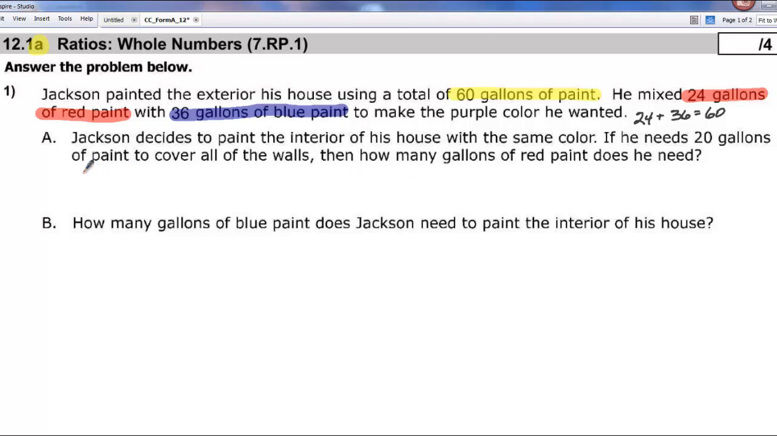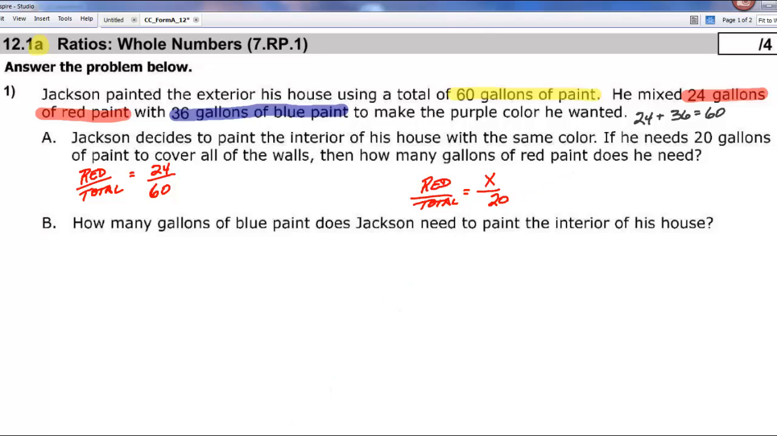Well, how much red did he use before? So here's what we know. If you take the red to the total, there were 24 gallons of red for 60 gallons total to cover the exterior. Our question is, if you only need 20 for your new total, how much red does it take? How much red does it take to get you 20 total?